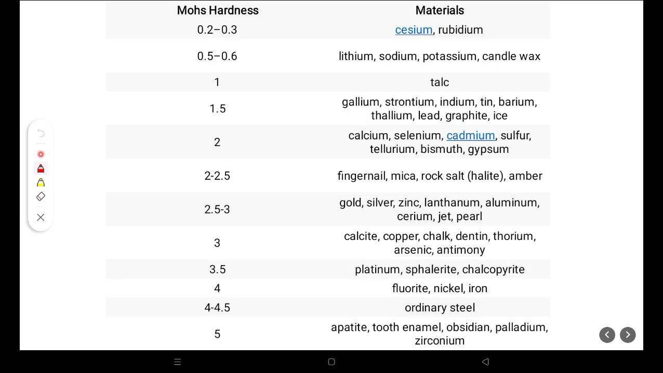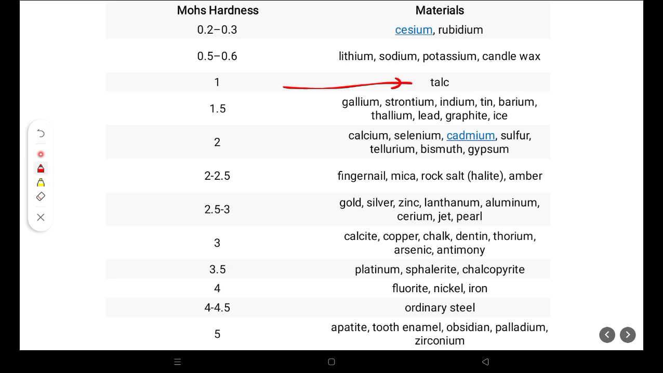So there are several materials we can use that fall under the Mohs scale of hardness, like 0.2 to 0.3 cesium and rubidium, 0.5 to 0.6 lithium, sodium, potassium, candle wax, and 1 is talc. Then 1.5: gallium, strontium, indium, tin, barium, thallium, lead, graphite, ice. 2 is calcium, selenium, cadmium, sulfur, tellurium, bismuth, gypsum. And 2 to 2.5: fingernail, mica, salt, rock salt, umber.